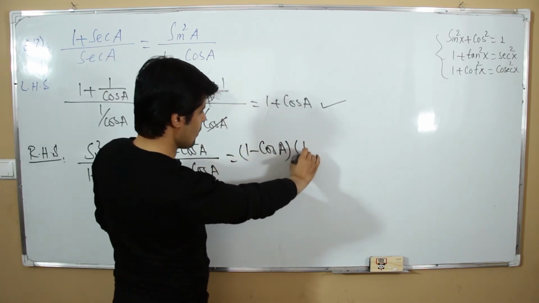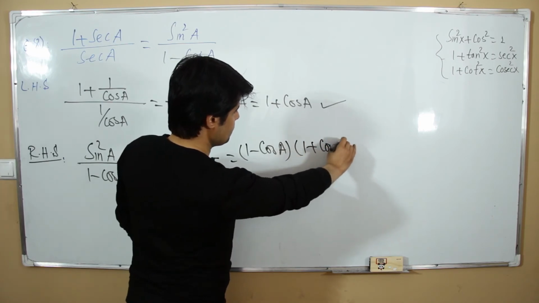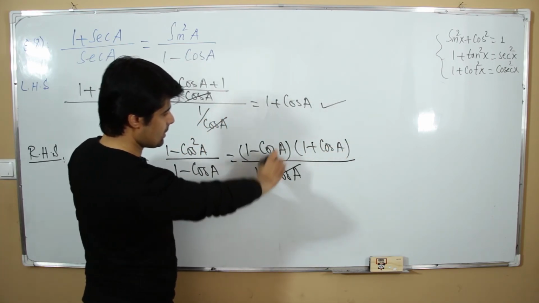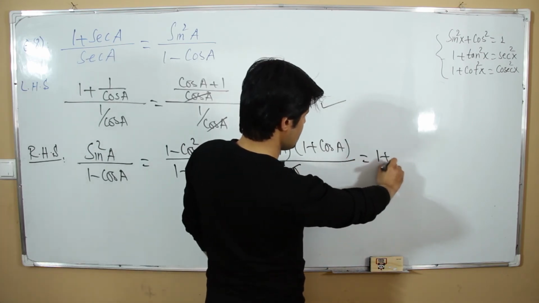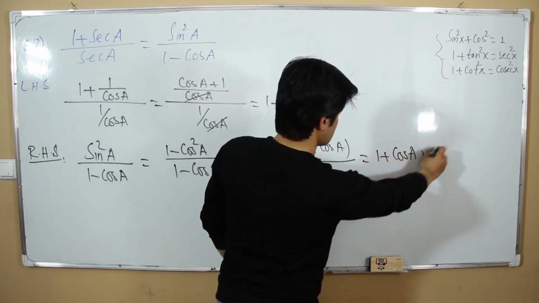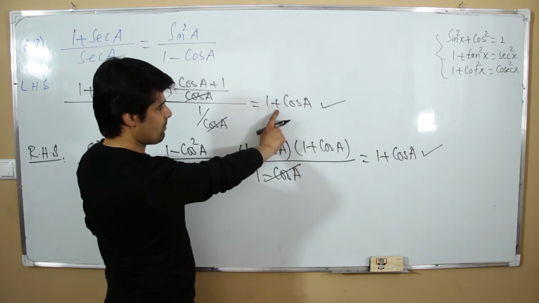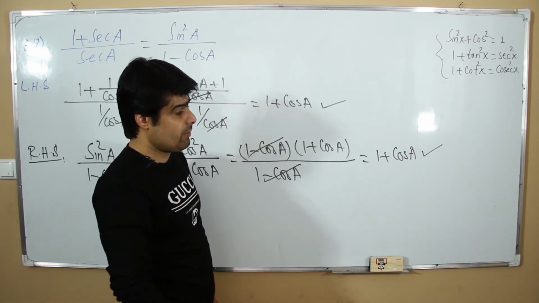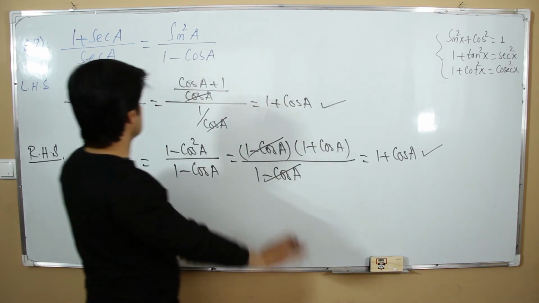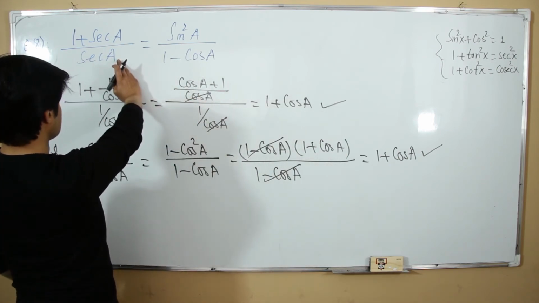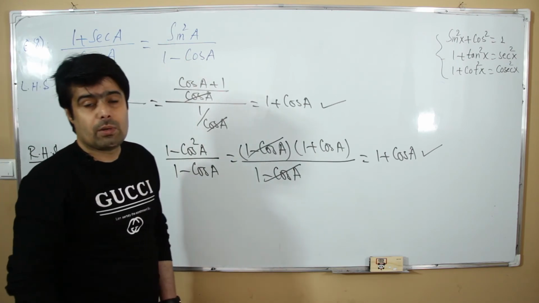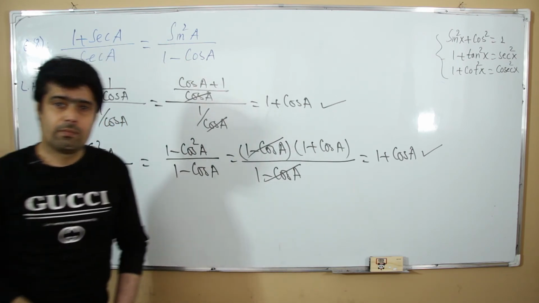Now this is 1 minus cosine a. Another factor is 1 plus cosine a divided by 1 minus cosine a. It is cancelled, so our RHS is also 1 plus cosine a. Hence 1 plus cosine a in LHS, 1 plus cosine A we have found in RHS. We can say that this is proved that 1 plus secant A divided by secant A is sine square of A divided by 1 minus cosine A. Right?